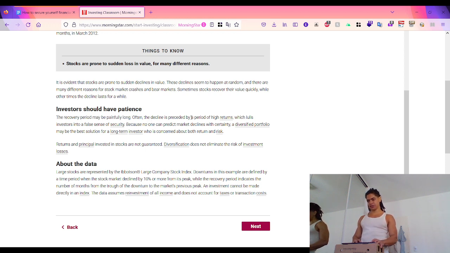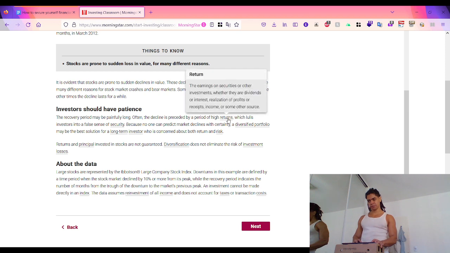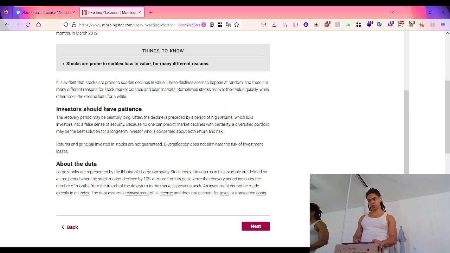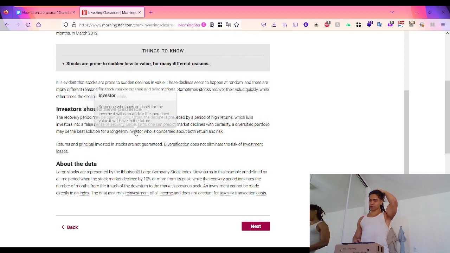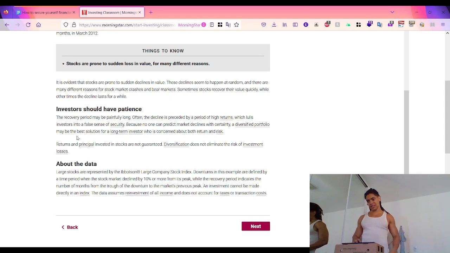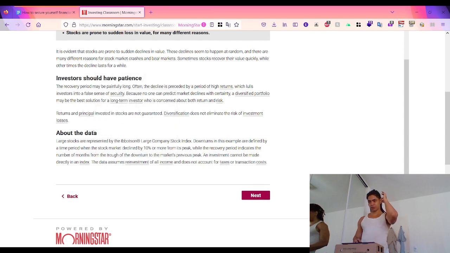Often the decline is preceded by a period of high returns, which lulls investors into a false sense of security. Because no one can predict market decline with certainty, a diversified portfolio may be the best solution for a long-term investor who is concerned about both return and risk. It's the best solution according to Morningstar. Returns and principal investment in stocks are not guaranteed. Diversification does not eliminate the risk of investment losses.